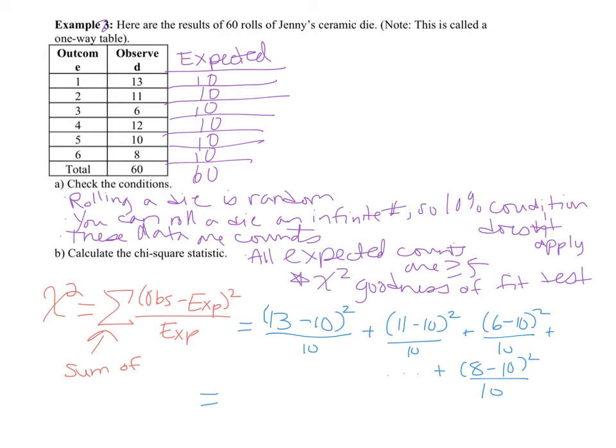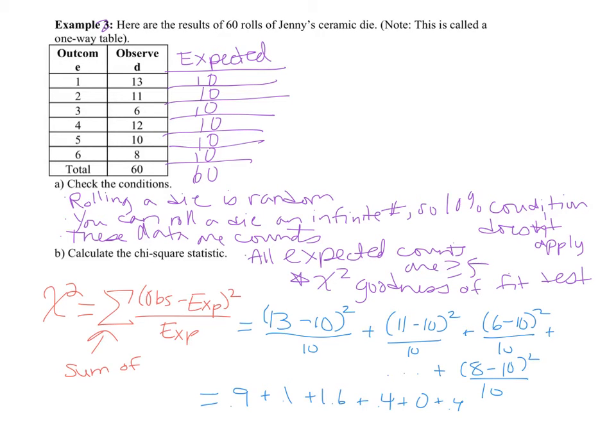You'll find out that if you add all these together, please do this on your own, by the way, you will end up getting 0.9 plus 0.1 plus 1.6 plus 0.4 plus 0. That 0 actually comes from outcome 5, where your observed is the same as your expected. That's the first thing I want you to notice.